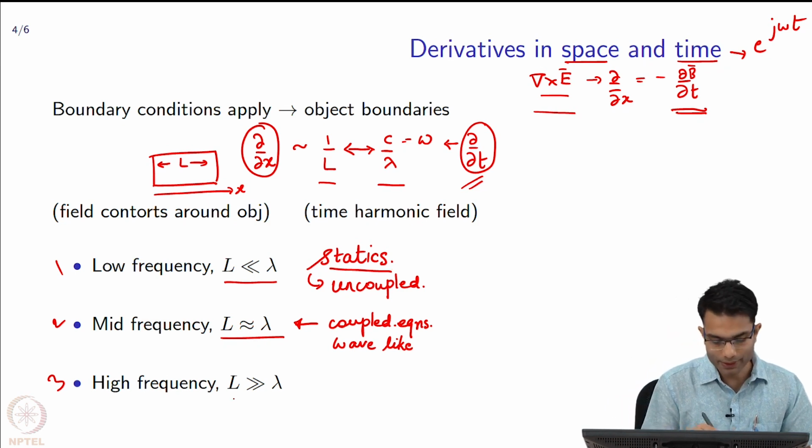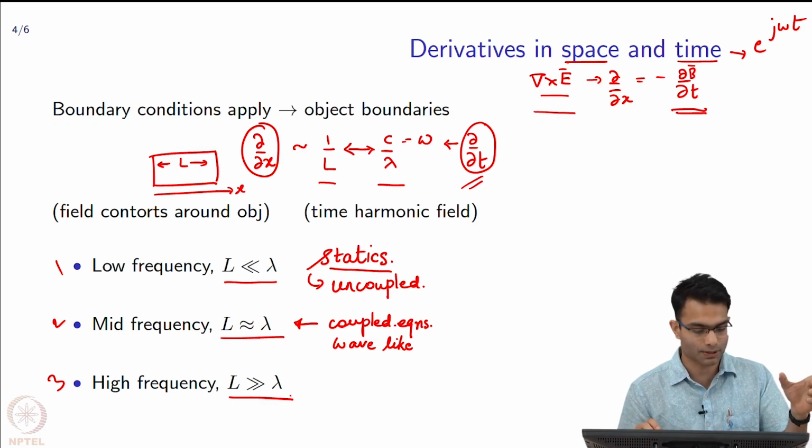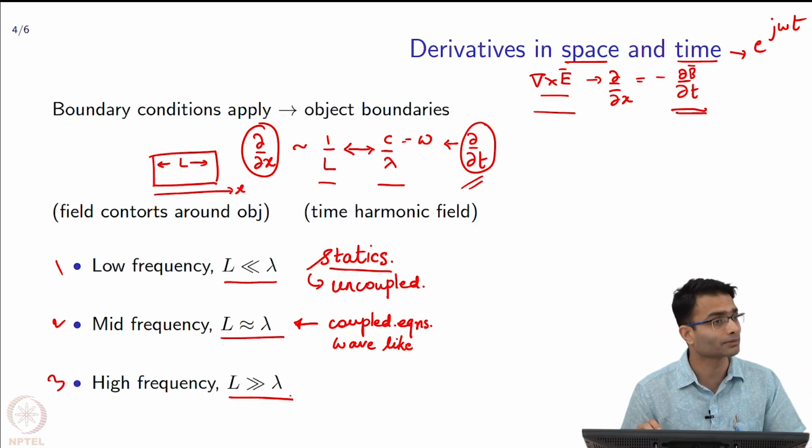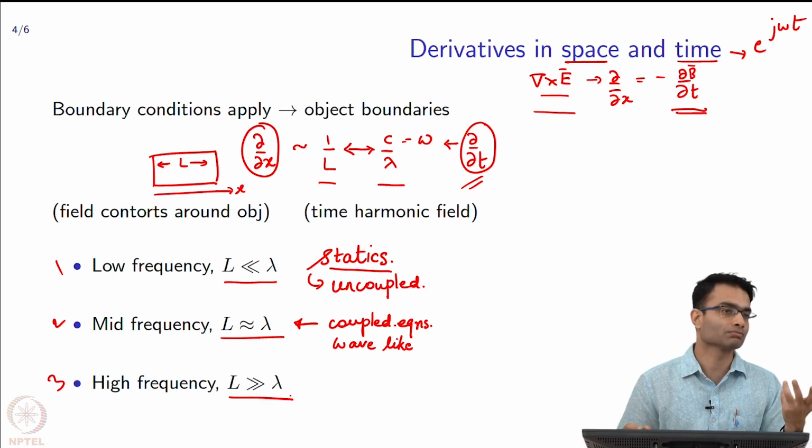And finally, the third regime is where the object size is much larger than the wavelength. Can anyone tell me where you have seen such a situation arise? It is very common. Light, right. In light, for example, the light with which we are seeing right now, the wavelength is how much? 500 nanometers, let us say.